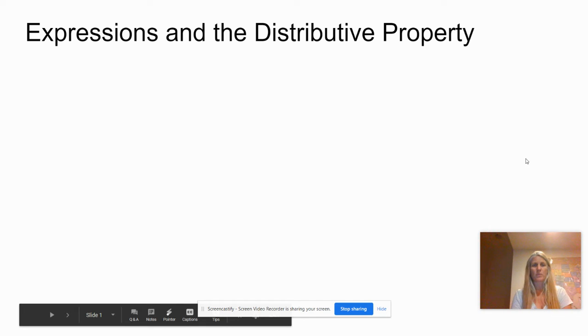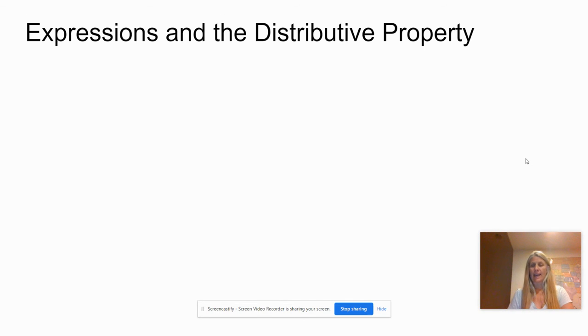Today we're going to be working on expressions and the distributive property. So expressions are a set of terms, numbers, variables, and they do not have an equal sign. As soon as we add an equal sign, it becomes an equation. So what we see on either side of the equal sign would be an expression. And we're going to start with working with expressions.